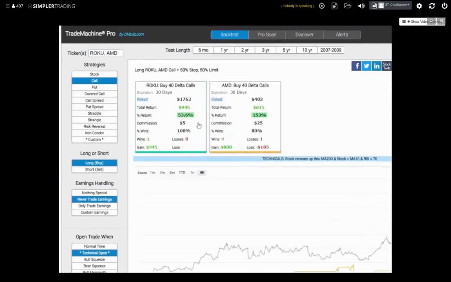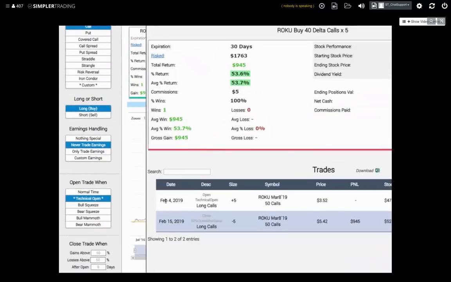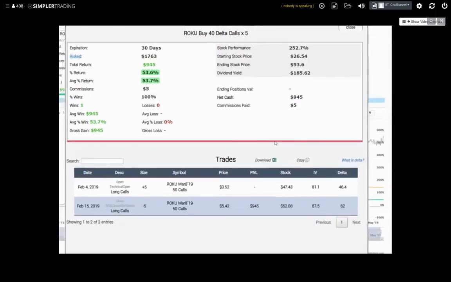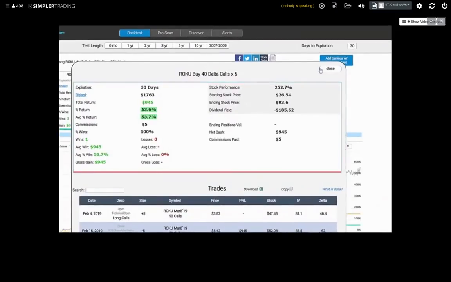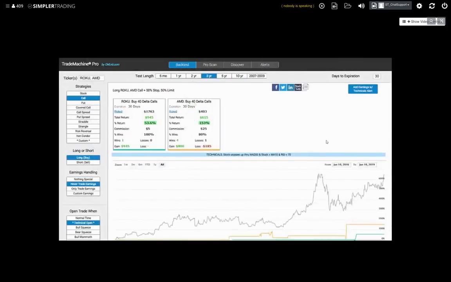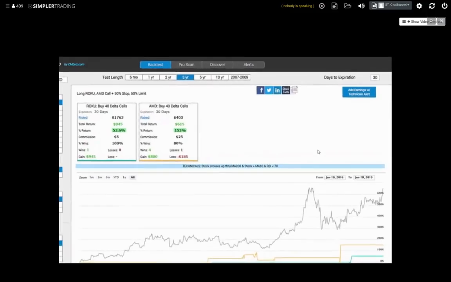two stocks. If we click on the backtest tile for Roku, we will see this February 4th trigger and this February 15th exit, just as we saw on the stock chart, yielding a 53.6% return. AMD is another company that is hypersensitive to news out of China. So a buy the dip trigger hypothetically should be useful for the company. And of course, the final step, but equally as important as trade discovery, is adding alerts for these events.